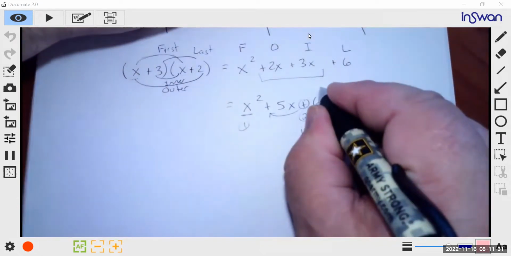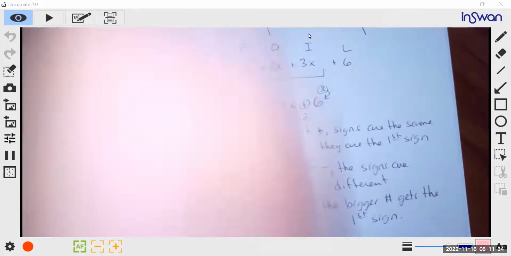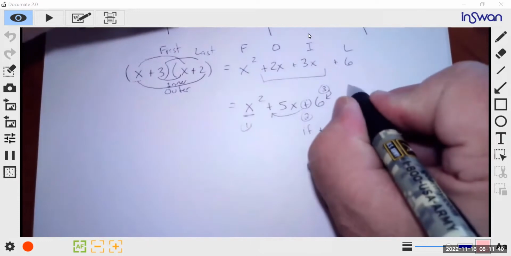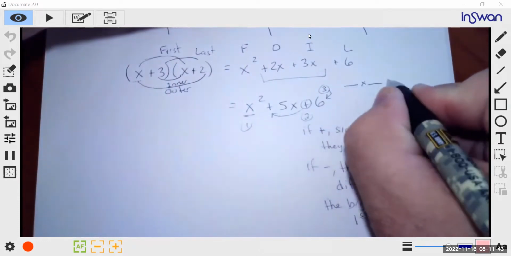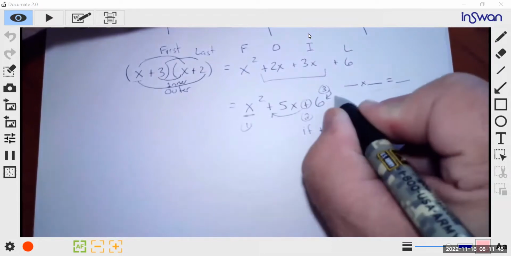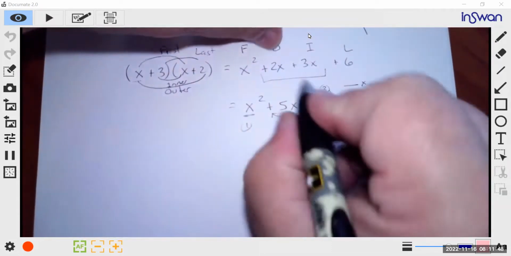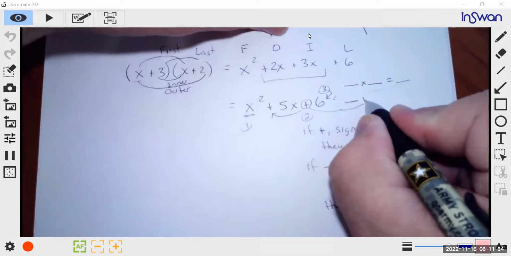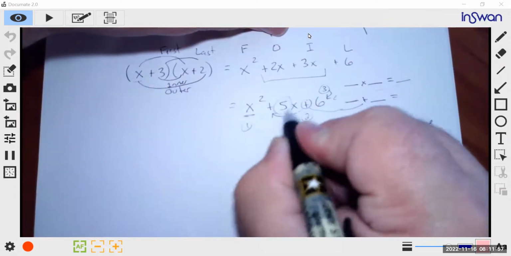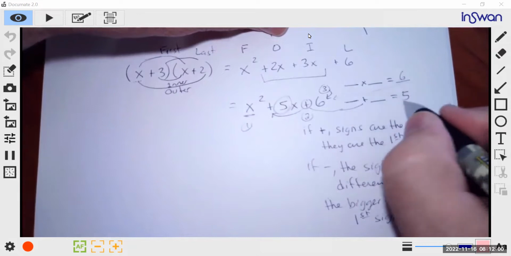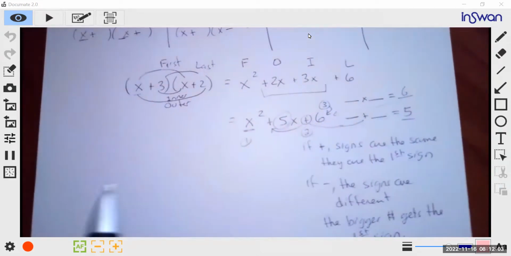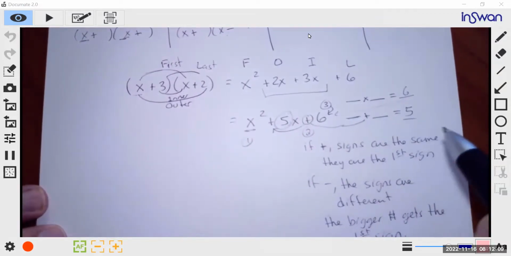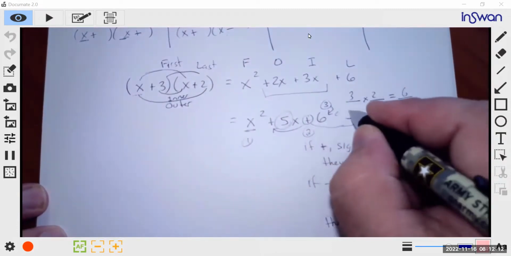The third step, look at the last digit. What times what equals the last digit, that when you take the sign in the middle, in this case addition, equals the number in the middle? It'd be 3 and 2 in that case. And there you have it. So it's 3 times 2, 3 plus 2.